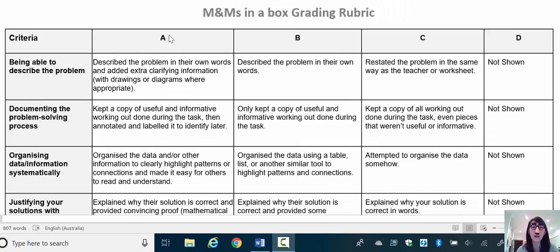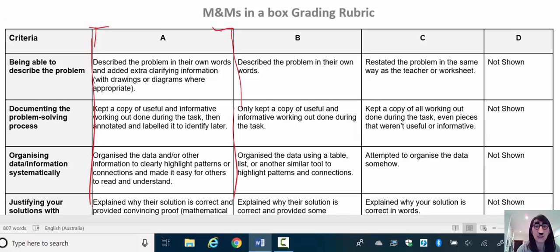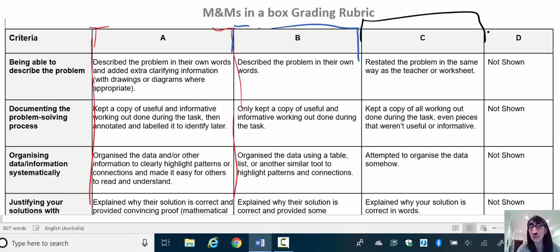Then the second column is the A grade. So if you want to achieve an A grade, for each item here, you have to match the requirement in the column below. Okay, and this is the B grade here, and C grade. Then the last column is the D grade.